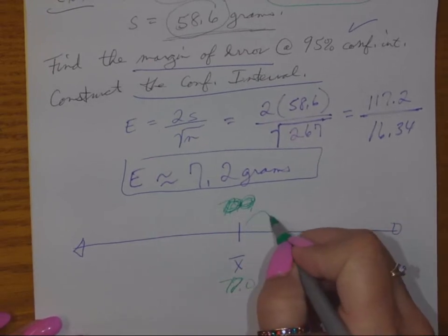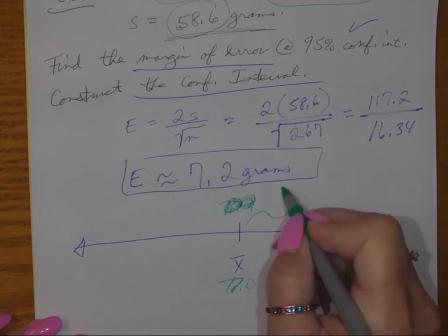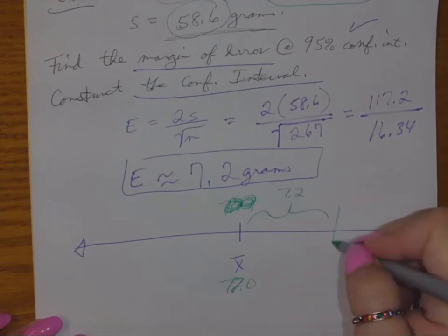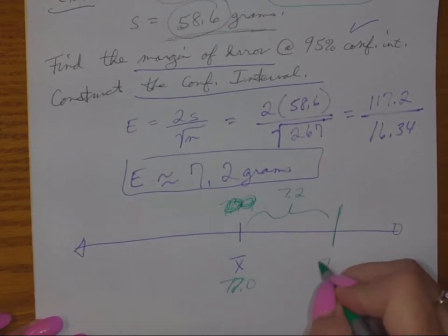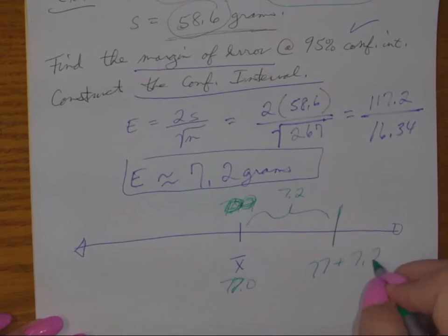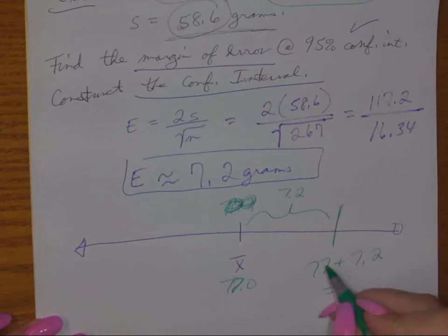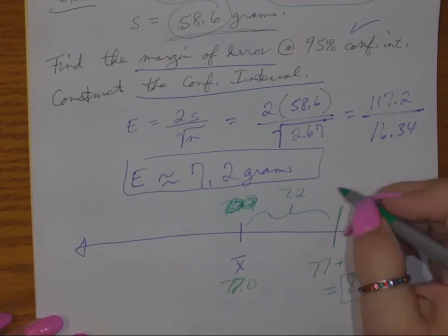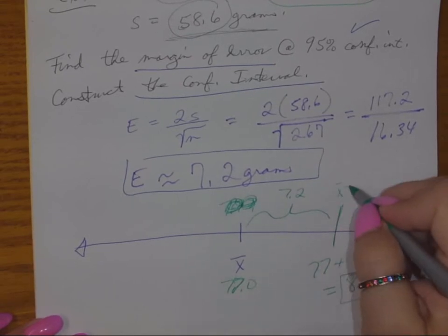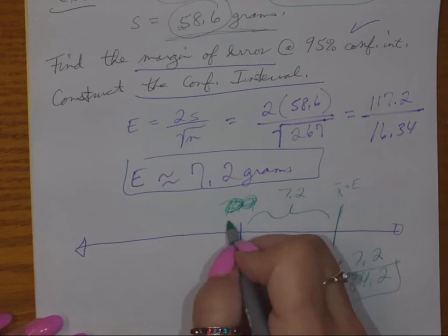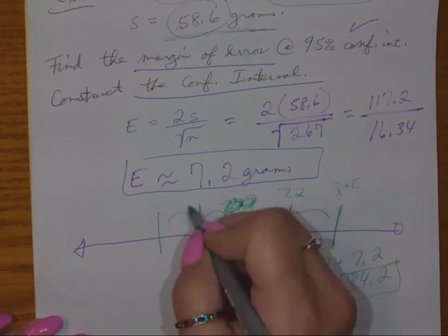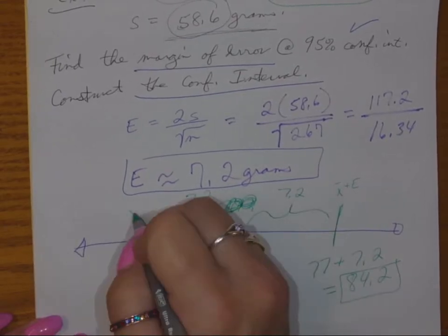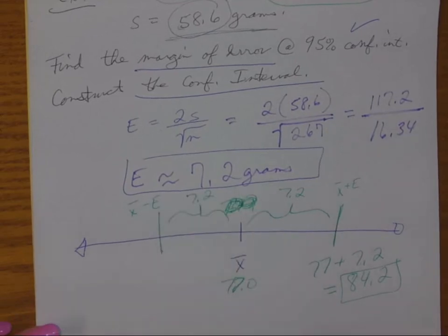So that means we need to add the 7.2, which is my error. So that's going to be 77 plus 7.2. So what's that? 77 plus 7.2 is 84.2, I hope. Check my arithmetic. So this number up here is X bar plus the E. And then on the bottom side, the distance is 7.2. So this should be X bar minus E.